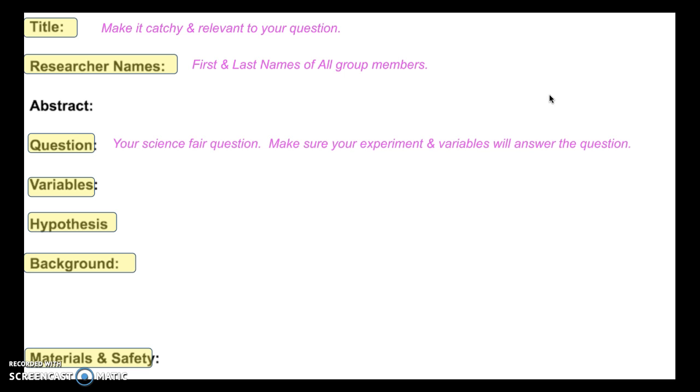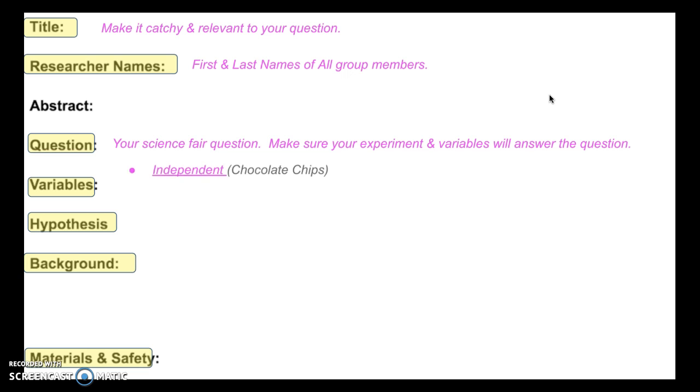Question is your science fair question. Make sure that your experiment and variables will answer the question. Sometimes the two don't match. Like you could have a question that you wrote down initially, but then as you planned out the experiment and what you were going to do, that changed your question, but you never went back and changed it. So you want to make sure that it's going to match what you're doing.